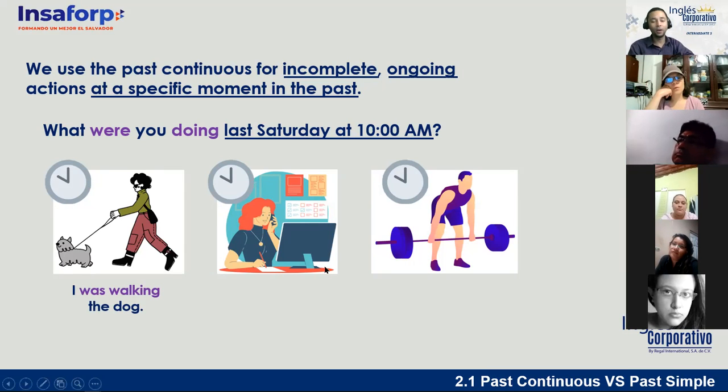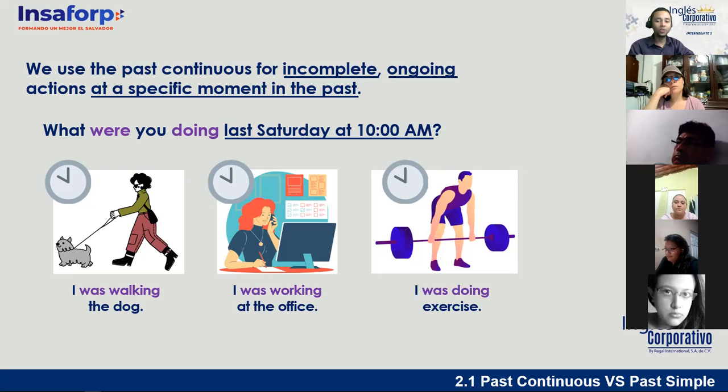So, I was walking the dog. I was working at the office. Lo más seguro es que terminó tipo a las 12, 12 y media. Así que en ese momento estaba en progreso la actividad. I was doing exercise, ¿ok? Ahí se está haciendo la repetición 50 de 100. Entonces, todavía no había terminado. So I was doing exercise. And that's the idea, ¿ok? We use the past continuous for incomplete ongoing actions at a specific moment in the past.